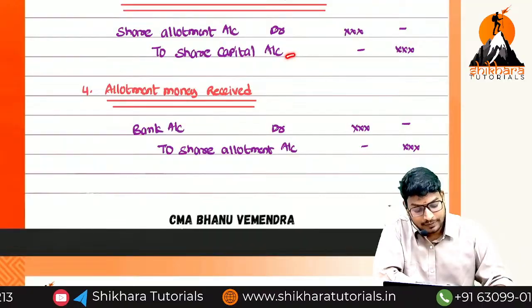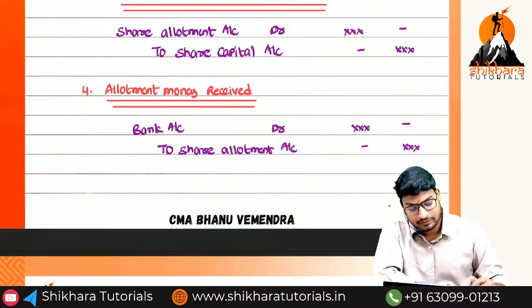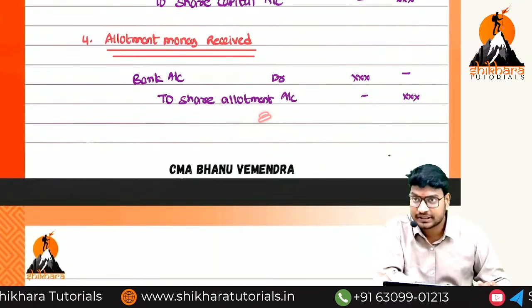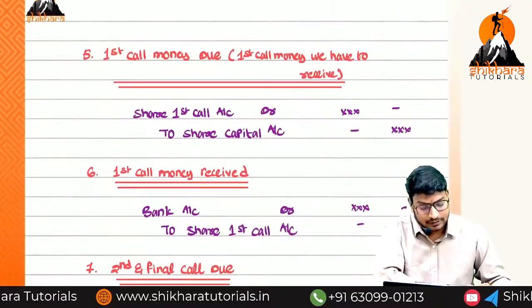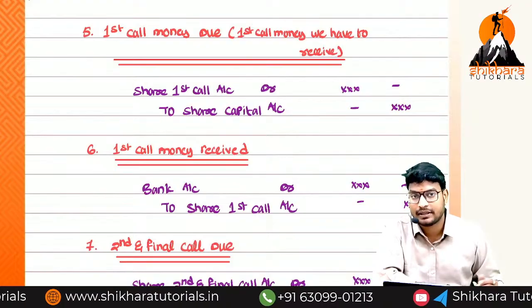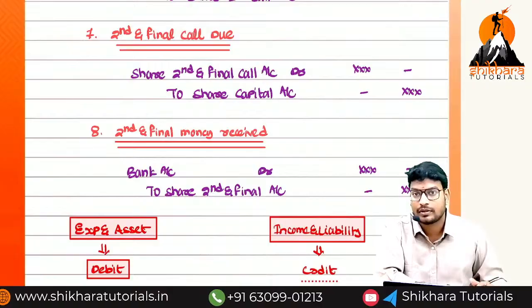Okay, what is the allotment due entry? Share allotment account debited to share capital account. When we receive the amount of share allotment, bank account debited to share allotment account. So next one, first call due means share first call account debited to share capital account, and then bank account debited to share first call account, and second call also the same way.